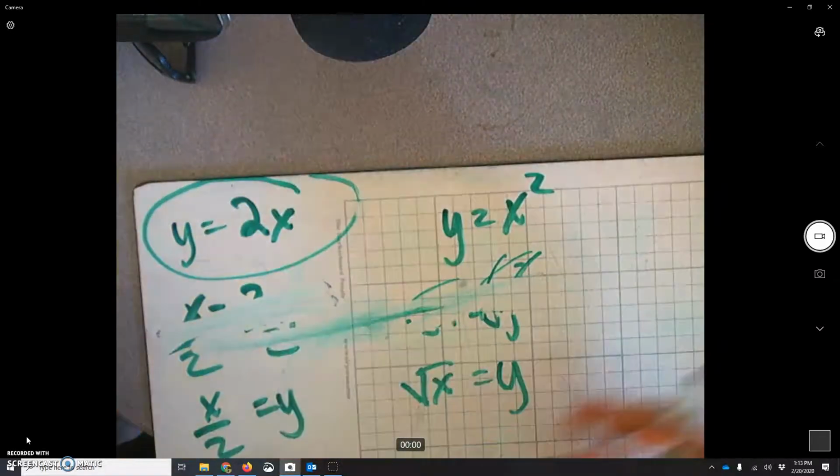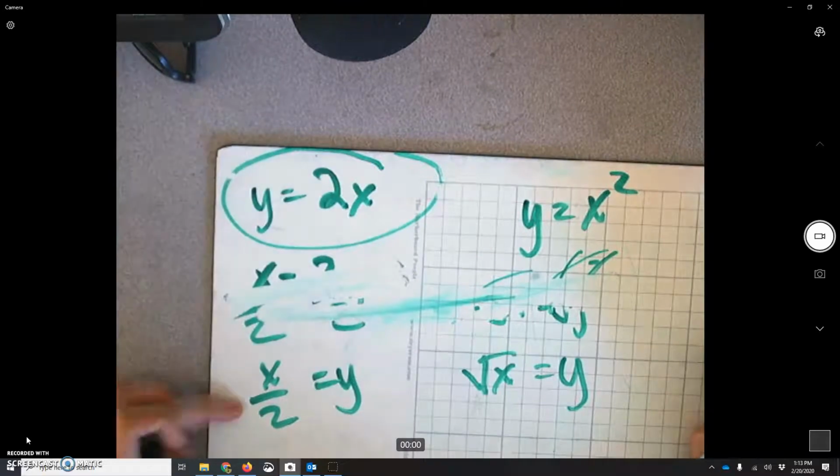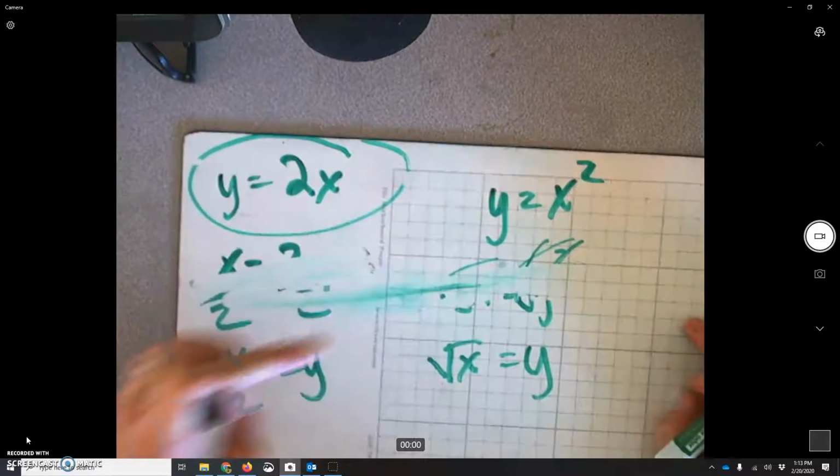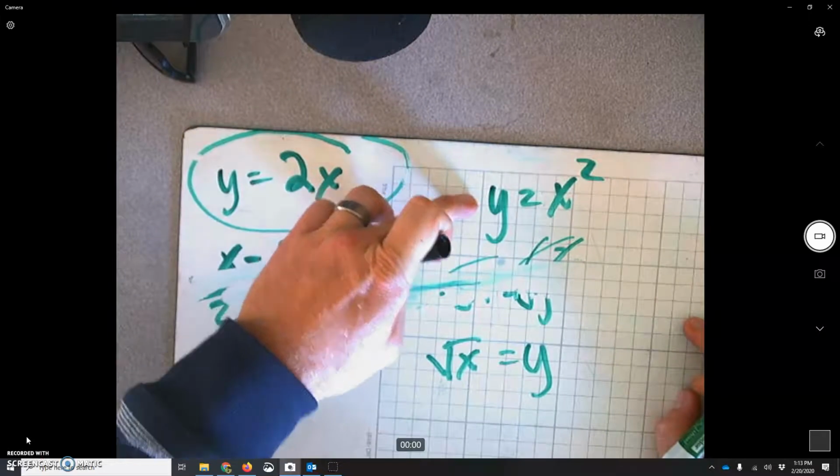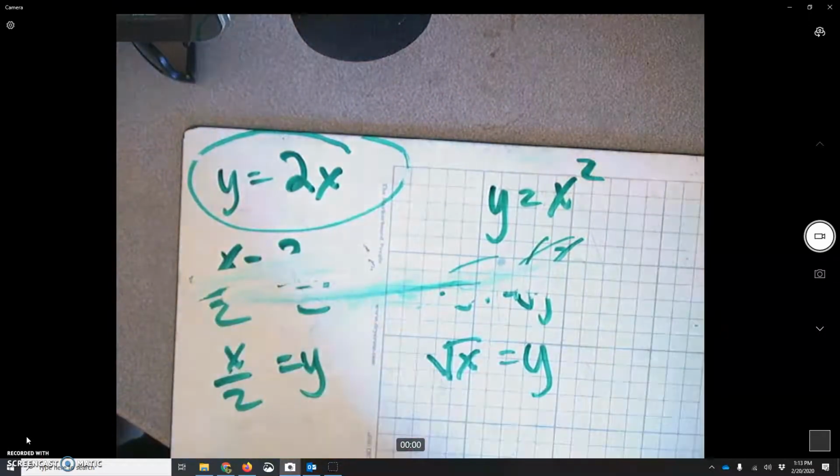So function y equals 2x, the inverse is x over 2. Function y equals x squared, the inverse is square root of x.